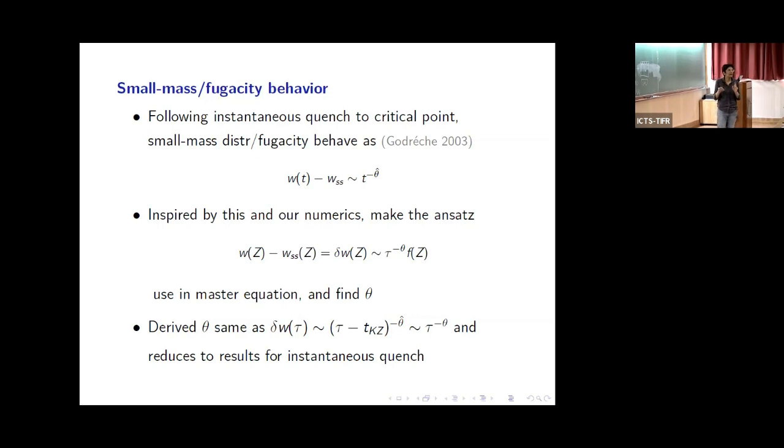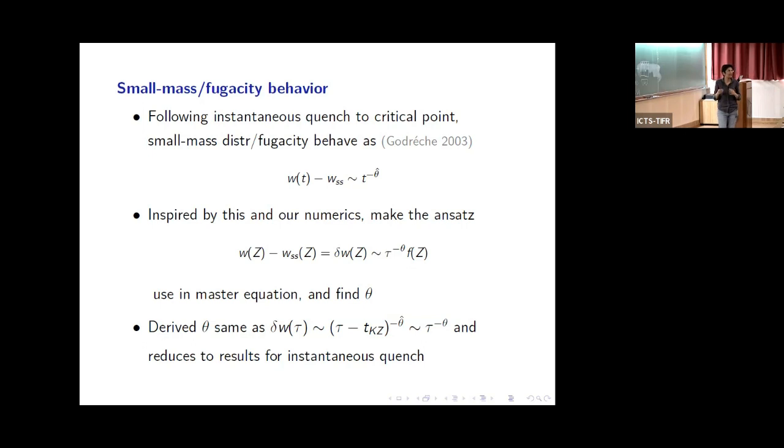So we know that if we do an instantaneous quench to the critical point, then the small masses, or the fugacity, approach the stationary state value through this exponent, t to the minus theta cap. It's a different exponent. It's not a half or something simple. It also depends upon the boundary condition. So inspired by this and our own numerics, for this problem we made this kind of ansatz, just analogous to this.